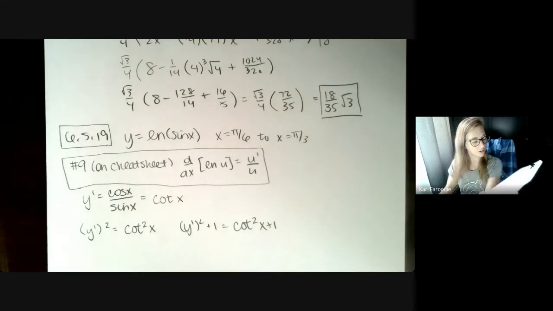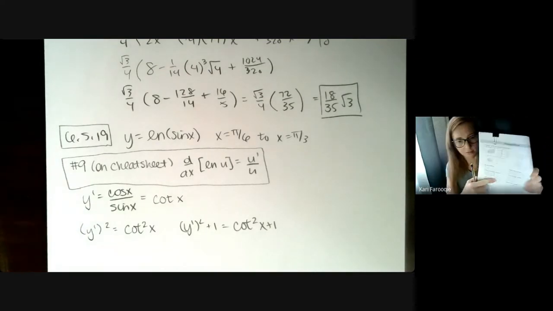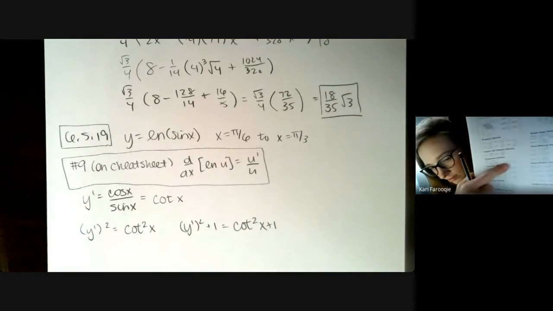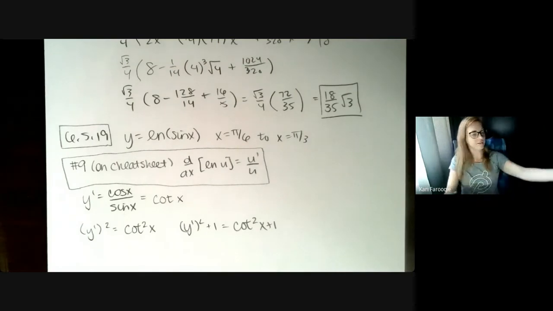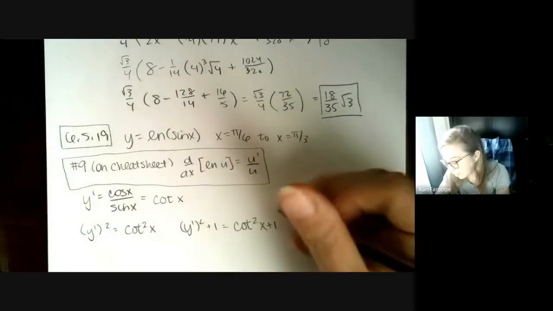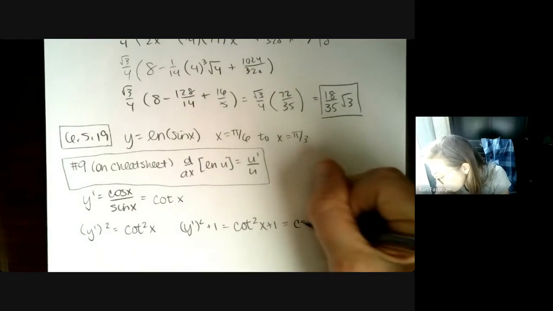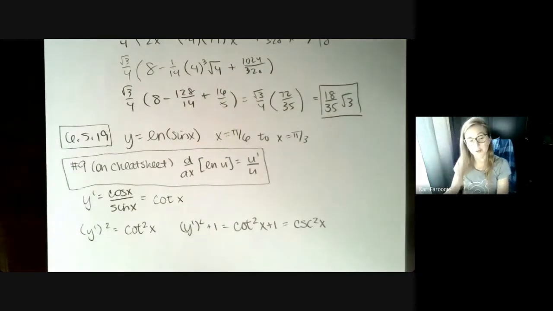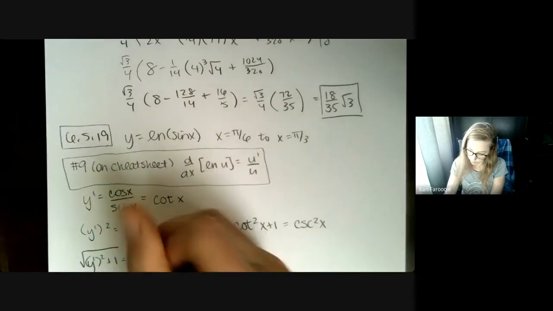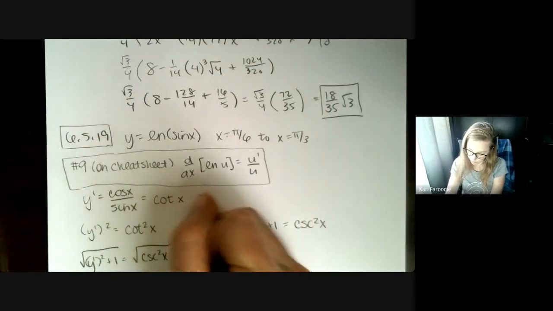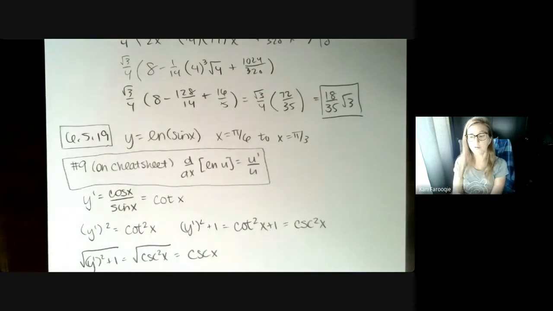But if it looks familiar to you, it should, because if you look at your Pythagorean identities on your trig sheet, it's on here: 1 plus cot squared is cosecant squared. And if you're one of those people who doesn't like to use cosecants, you might want to see where this is going, because now we're going to take the square root of y prime squared plus 1. We're taking the square root of the cosecant squared of x, which is the cosecant of x.